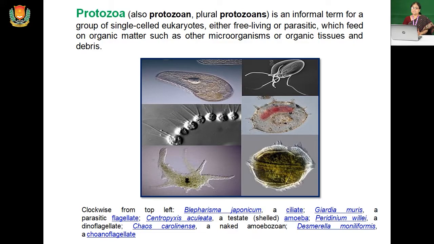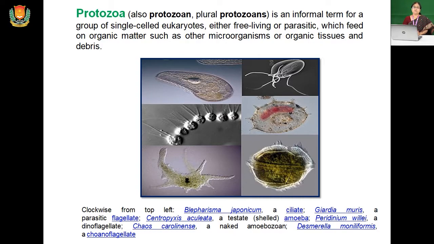Free living, obviously they are non-pathogenic ones. They are going for the proper maintenance of the ecological balance. One important thing is that if all these microorganisms are not present in the environment, then our living cells cannot survive, because they are mainly involved in decomposition as well as in different types of treatment plants.